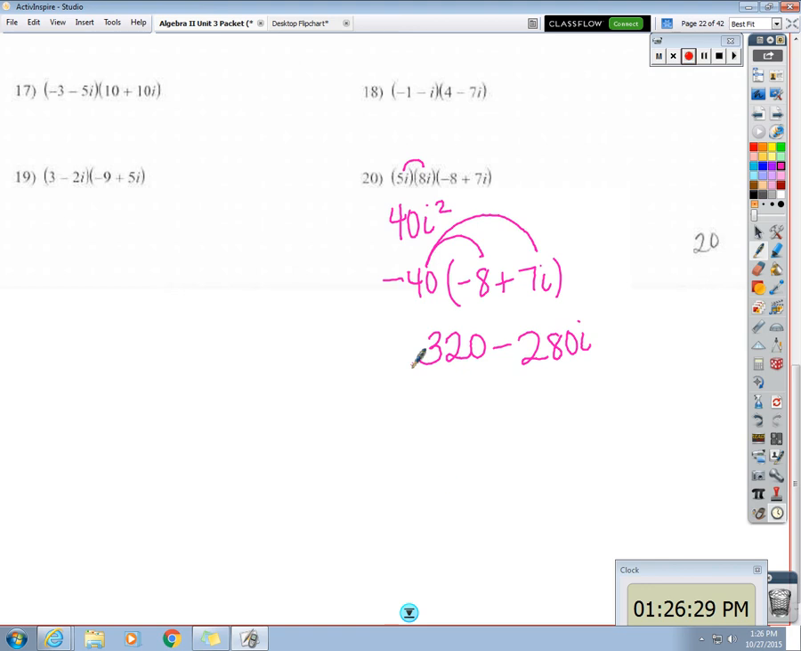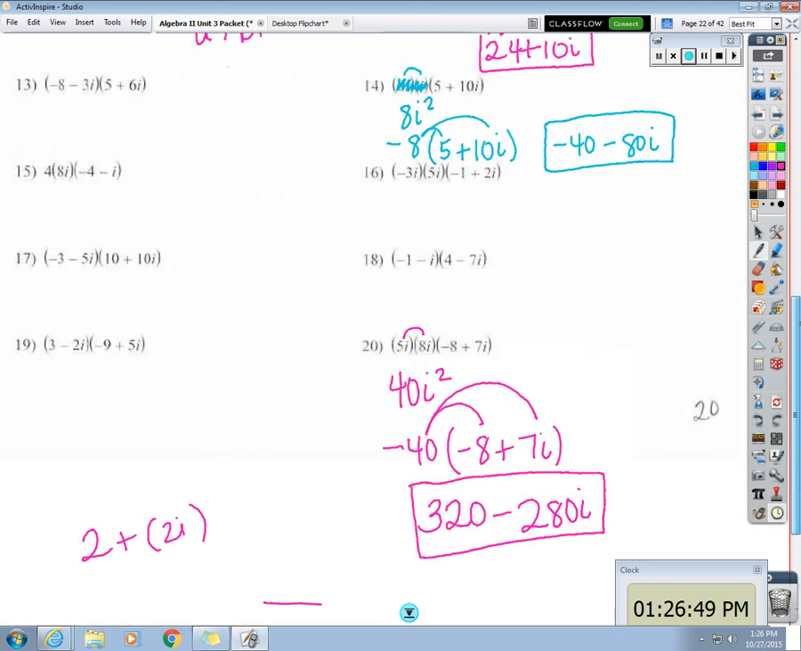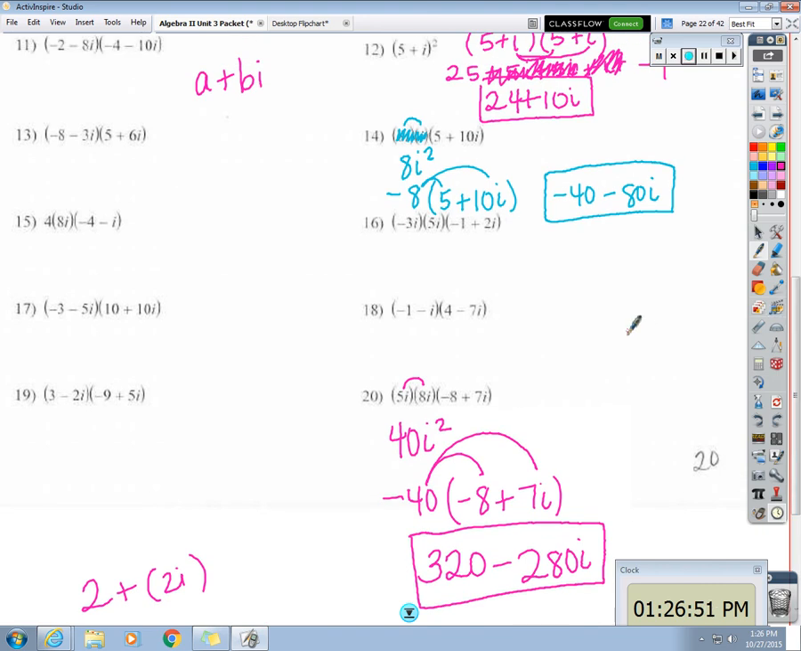Isn't this something you said sometimes the parentheses really don't matter? That was more on the other page when they had like 2 plus 2i. Okay, any other questions? 16? We already did 16. No, we didn't. Okay, why don't y'all take a second before I just do it and you try it yourself really quick.